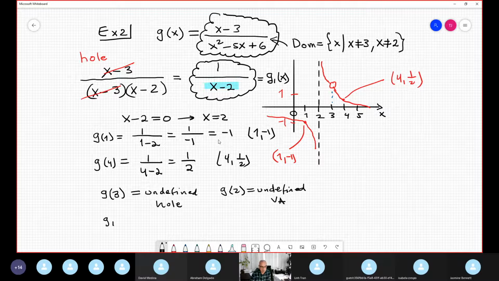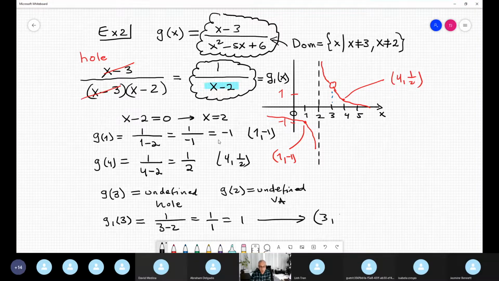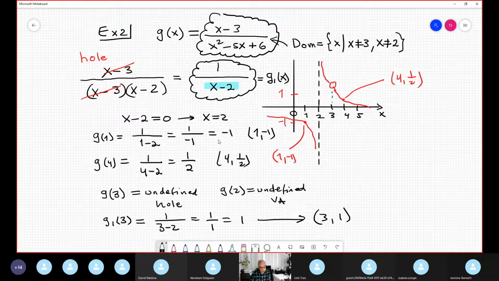G1 evaluated at 3 is 1 over 3 minus 2. 3 minus 2 is 1, and 1 divided by 1 is 1. Therefore, at the point (3, 1) is the position of the hole. Actually, at 3 it is undefined, but to have some geometrical idea, you evaluate in G1.